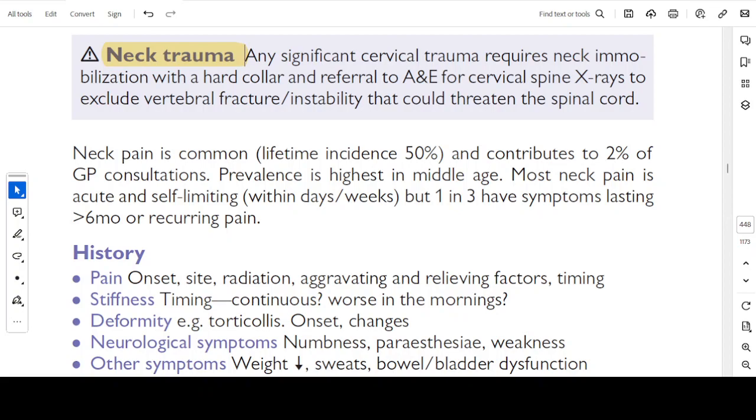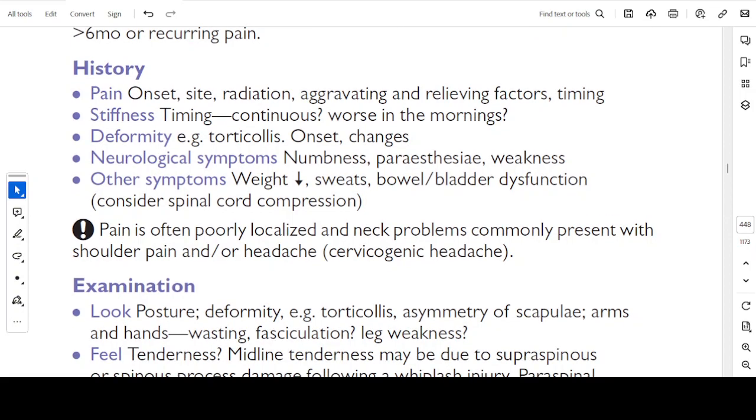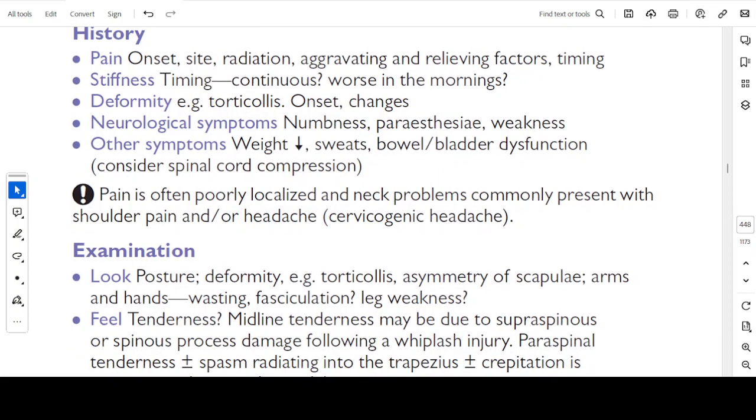Most neck pain is acute and self-limiting within days, but 1 in 3 have symptoms lasting more than 6 months or recurring pain. History. Pain: SOCRATES, site, onset, radiation, aggravating and relieving factors, timing. Stiffness: timing, continuous, worse in the mornings. Deformity: torticollis, onset, changes. Neurological symptoms: numbness, paresthesia, weakness. Other symptoms: weight loss, sweats, bowel or bladder dysfunction. Consider spinal cord compression.